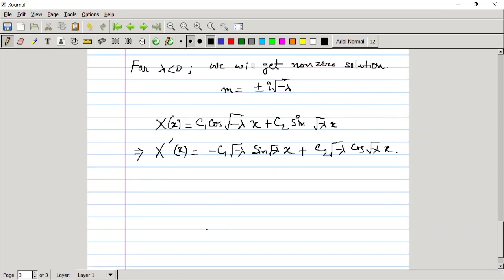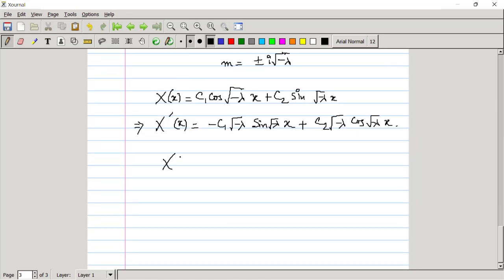Okay, now what is my boundary condition? X at 0 is 0 and x dash at 1 is 0. X0 equal to 0 means cos 0 is 1, so c1 is 0, right? Sin 0 is 0 only. And x dash equal to 0 at 1 means, since c1 is 0, I will write only this part, c2 root over minus lambda cos of root over minus lambda into 1, I am not writing 1, equal to 0, right?